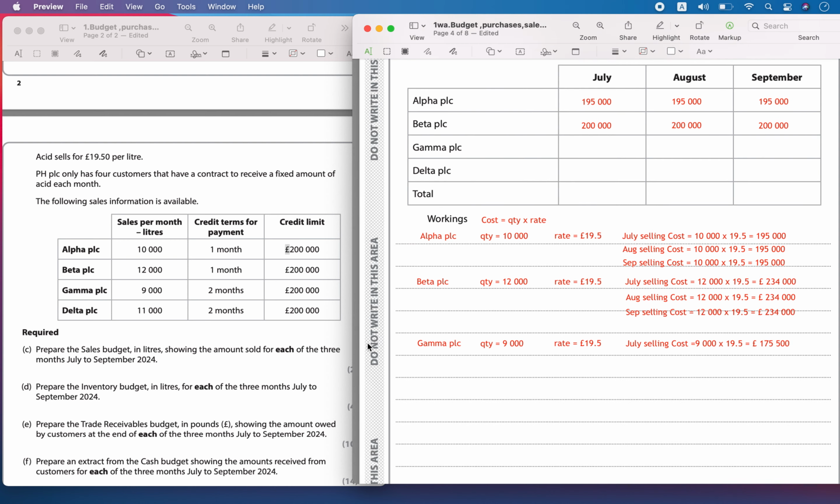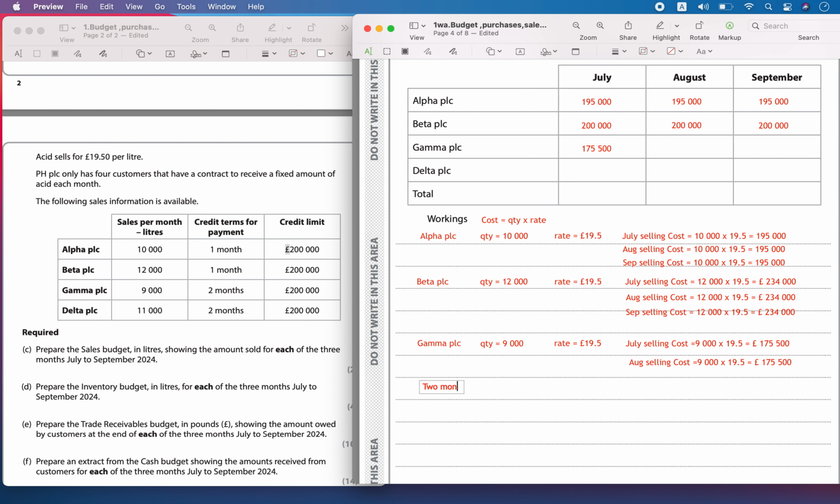So for July, they get 2 months credit, and it has not exceeded the maximum of 200,000. So at the end of the first month, you can see an amount of 175,500 in the books. Then for August, what happens? The amount sold is this much, but I will end up seeing 2 months credit. So let's calculate what happens if it is 2 months credit.